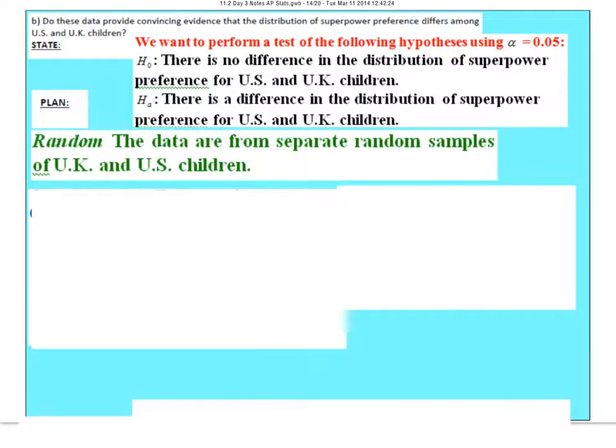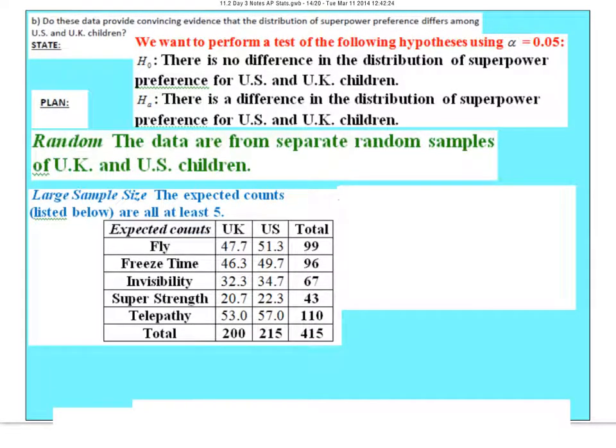So the data are from separate random samples of the UK and the US children, so we have that. We do want to check the large sample size and the independence. For the large sample size, you can either compute your own expected counts. Remember, if we wanted to do it for the UK kids at fly time, I would just do row times column over the total of 415. So for this, it would be 99 times 200 over 415 would give me this expected count.